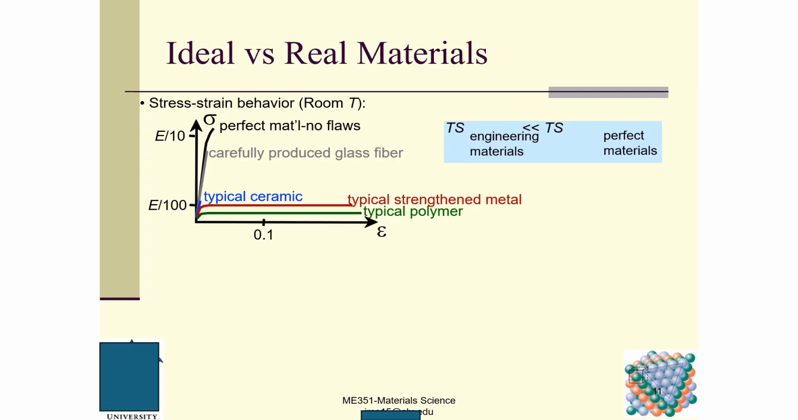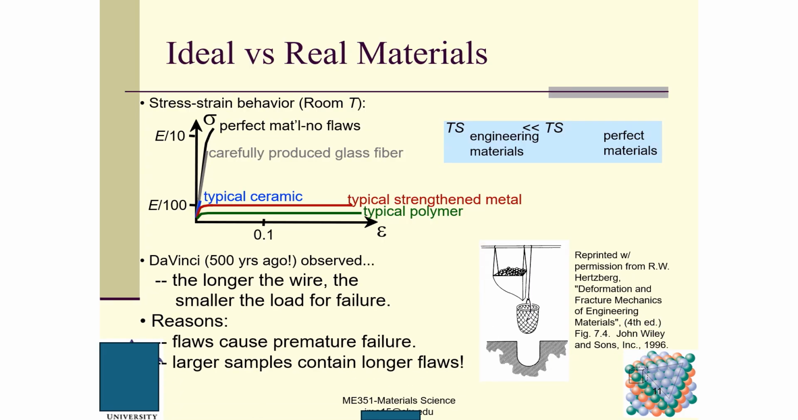The typical polymer. So Da Vinci, 500 years ago, observed the longer the wire, the smaller the load for failure. Do you know why? Because the longer the wire, the higher the possibility that it contains more impurities. More impurities will result in the reduction of stress. The reason is that flaws cause premature failure, and larger samples contain longer flaws.